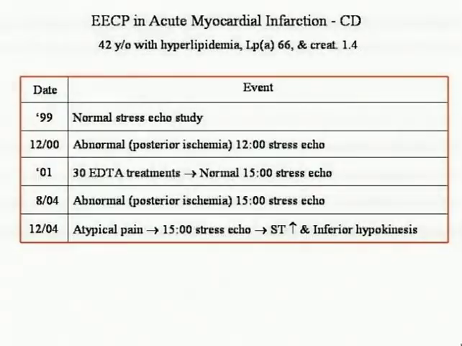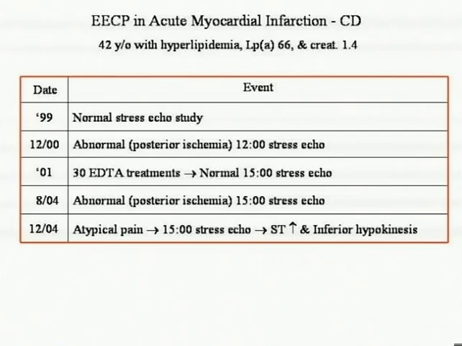CD is a 42-year-old with a marked lipid abnormality, some early kidney dysfunction. In 1999, he had a normal stress echo study. In 2000, he had a mildly abnormal study. He could go 12 minutes, the back wall was a little punk. He had 30 EDTA treatments, and then in '01 had a normal 15-minute stress echo.